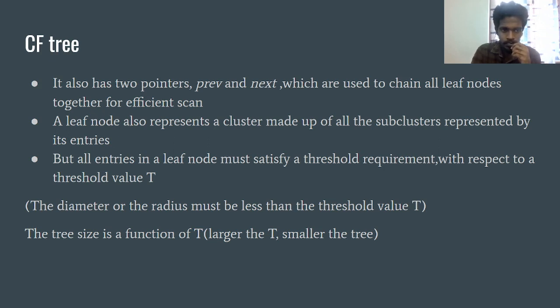CF tree, it also has two pointers, previous and next, which are used to chain all leaf nodes together for efficient scan. A leaf node also represents a cluster made up of all the subclusters represented by its entries, but all the entries in a leaf node must satisfy a threshold requirement with respect to a threshold value t. The diameter or the radius must be less than the threshold value t. The tree size is a function of t. Larger the t, smaller the tree.